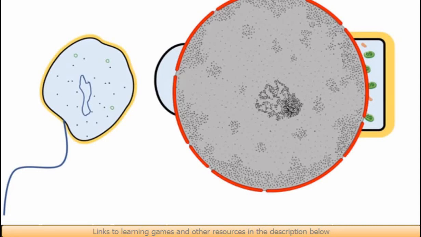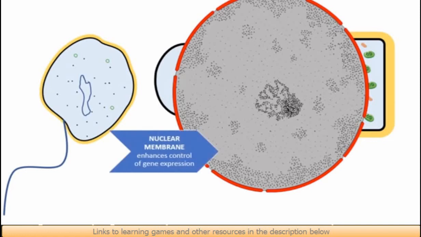This enhances the ability of the cell to regulate which genes, that's the unit of instructions in the DNA, are being used by a particular cell and which are not. This increased ability to control what we call gene expression allows cells with a nucleus to specialize, and then because of that to work as part of a team, a multicellular organism.